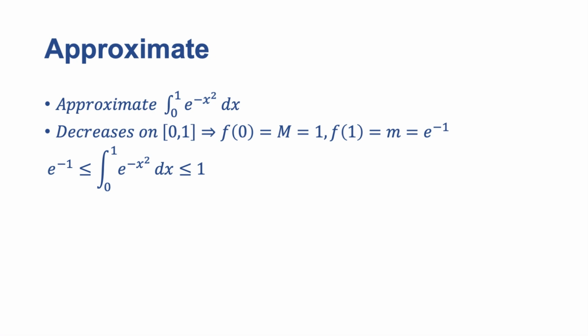What's important that we're doing here is, even though I didn't write it, we are evaluating between 0 and 1, so we're doing little m times b minus a, but in this certain case, b is 1 and a is 0, so we're just multiplying it by 1. I didn't write that there, but that's still something that's important to remember. So now we can approximate e to the negative 1, which gives us 0.37 is less than or equal to the integral from 0 to 1 of e to the negative x squared dx, which is less than or equal to 1.